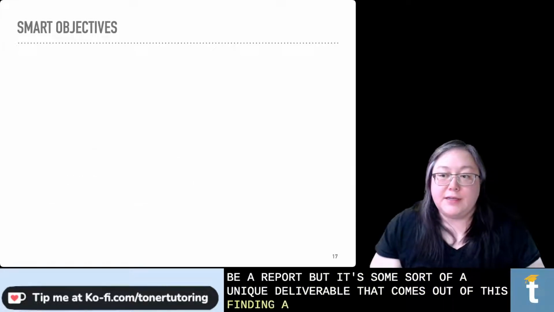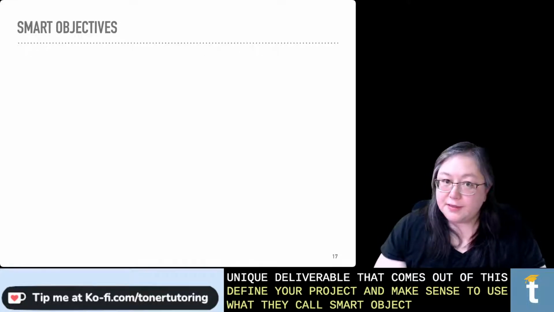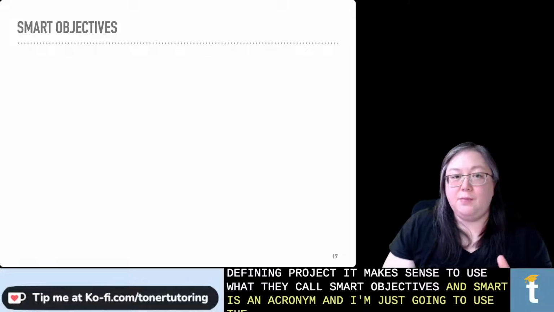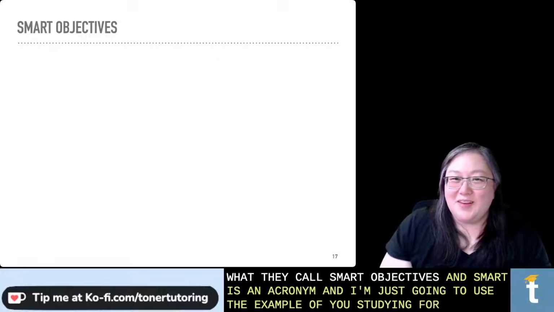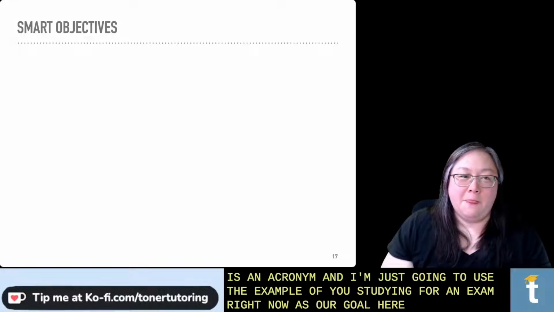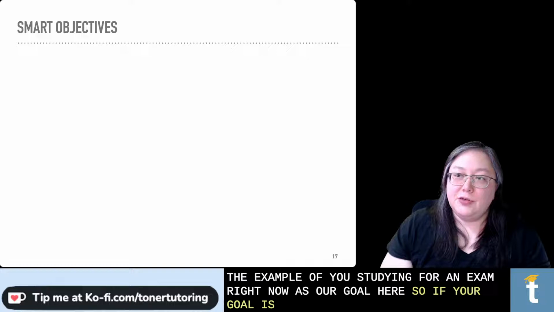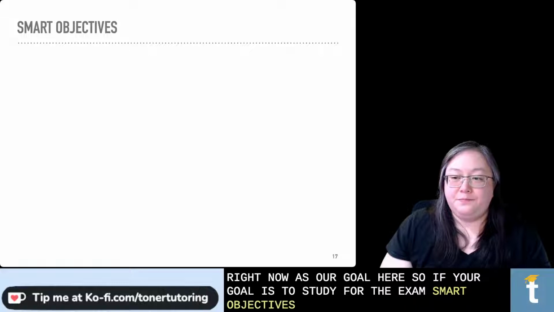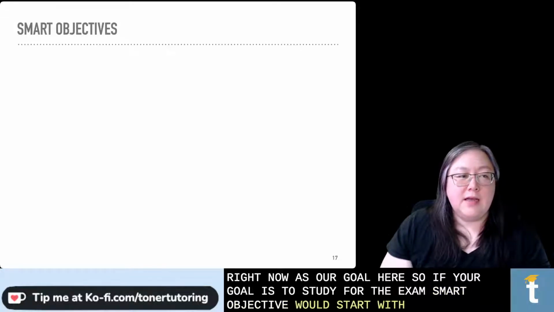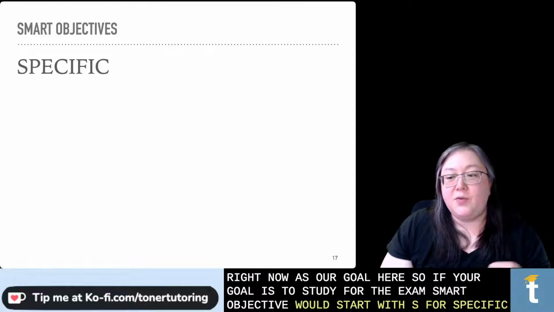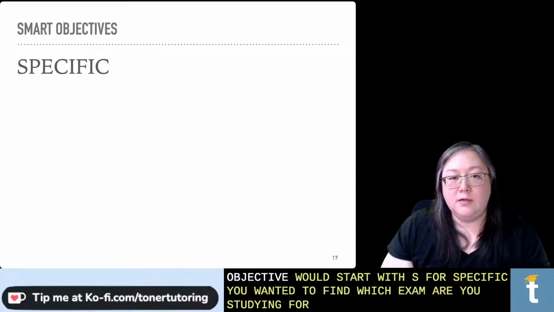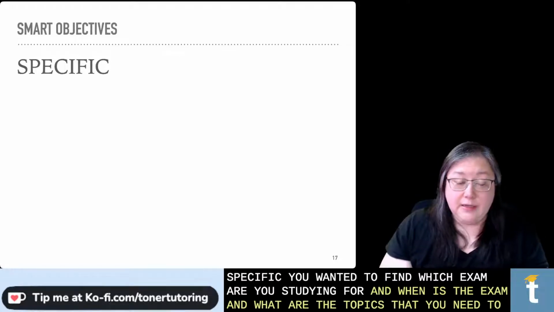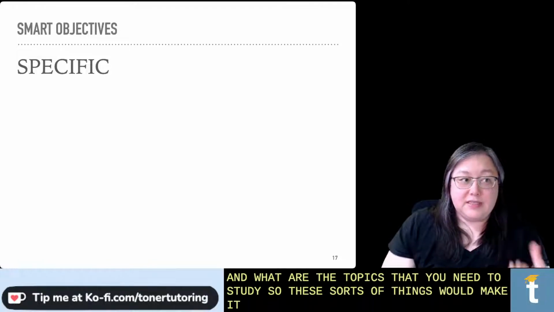When we're defining a project, it makes sense to use what they call SMART objectives. And SMART is an acronym, and I'm just going to use the example of you studying for an exam right now as our goal here. So if your goal is to study for the exam, the SMART objective would start with S for specific. So you want to define which exam are you studying for, and when is the exam, and what are the topics that you need to study. So these sorts of things would make it very specific.